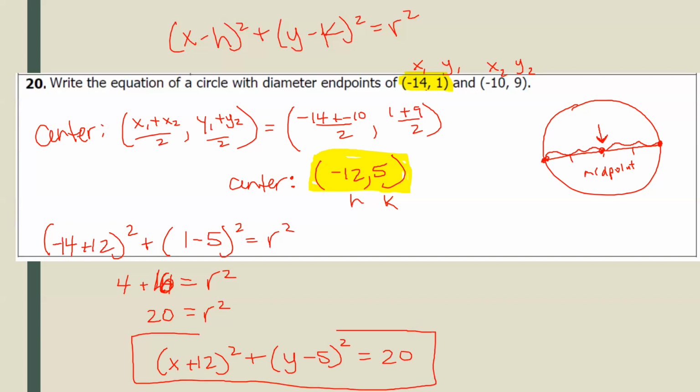Okay, so what happens if they only give you the endpoints of the diameter? You have to find the center of the circle. The center of the circle is the midpoint of the diameter. Once you know the center, that's your h, k, then you pick one of the 2 points, and it doesn't matter which one. If I had picked the negative 10, 9, I would have still gotten r squared is 20. You pick one of those 2 points, you use the center of your circle, and you plug that into the equation of the circle to find r squared. Once you know r squared, you can use that r squared and the center of your circle to write your final equation. Your final equation will always have the x and the y in it. The h, k and r squared will be numbers, they'll be filled in.